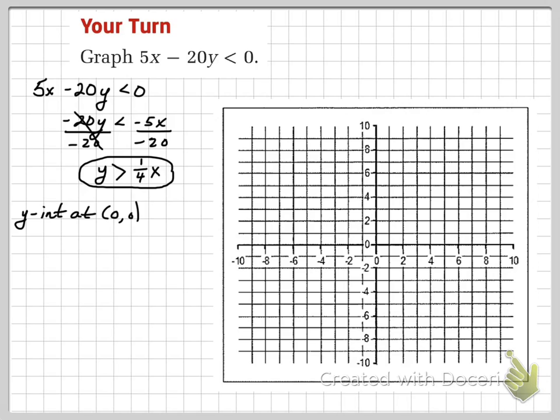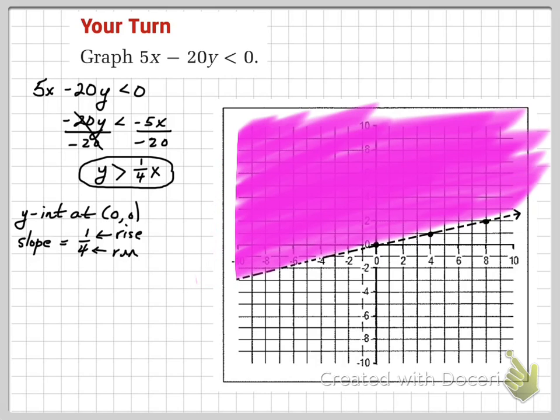Therefore, our y-intercept is going to be, again, at (0, 0). Our slope is 1 over 4, which means our rise is 1, our run is 4. If we plot those points and draw a line through, and then we make sure that it's a dashed line, we can shade in everything greater than, above the line. There we go. Isn't that pretty?